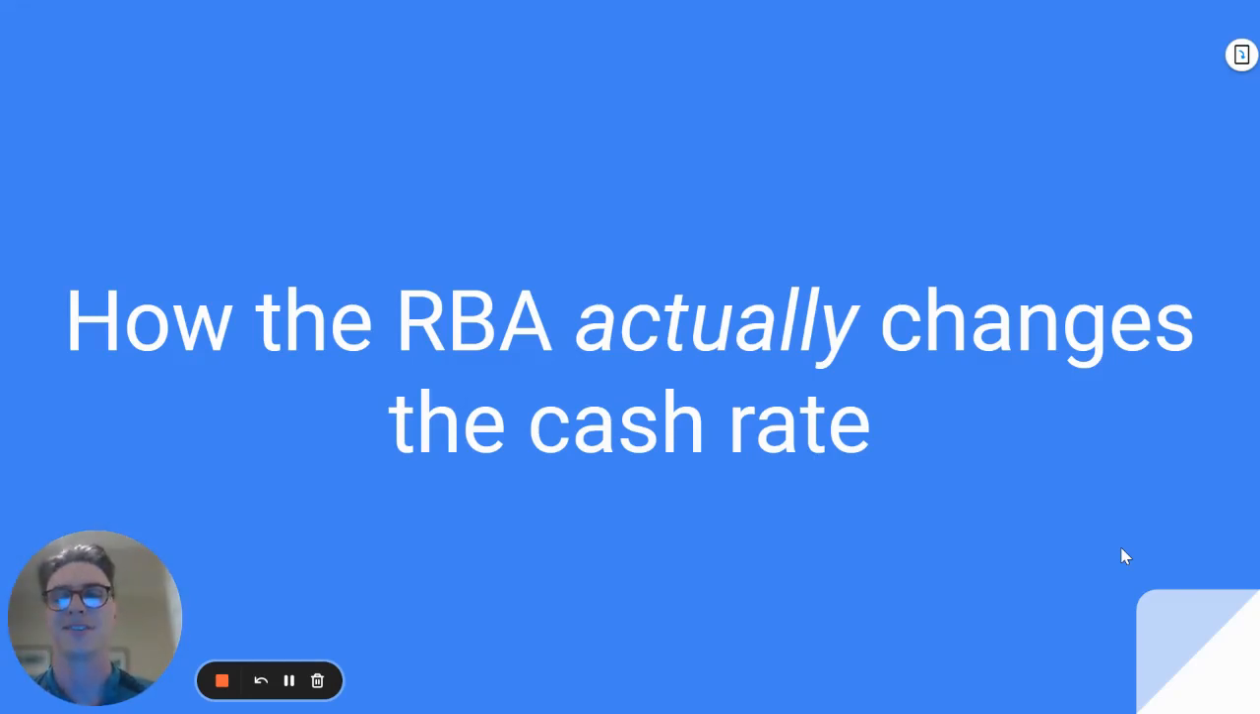Hey economics students, in this video we're going to look at how the RBA actually changes the cash rate. Why am I doing this to you? Well, one, because it's how they actually do it and it's good for real life, but two, some of the resources you read are going to use this method called the corridor.